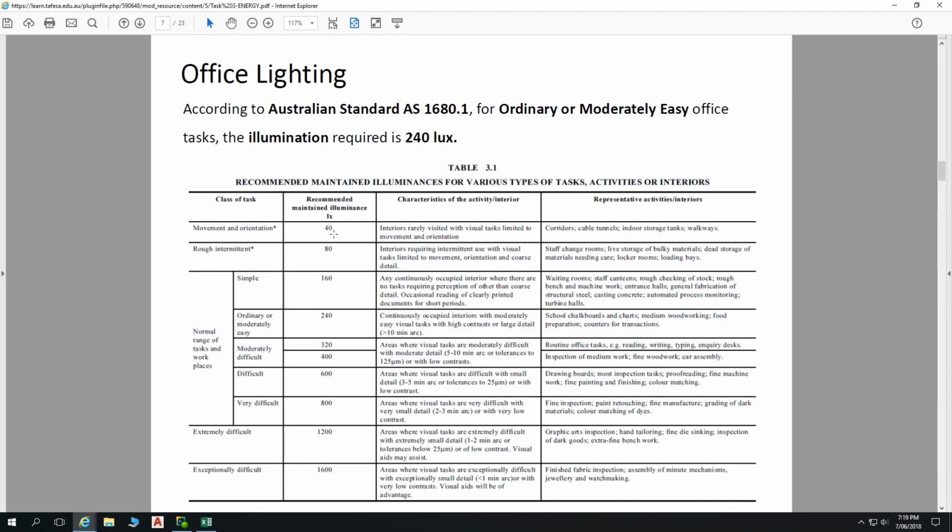So recommended maintained illuminance. So we might go for 240 at the desktop. That's for schools, etc. For routine office tasks, reading, writing, typing is 320. So you might go for 320. But that's where that comes from. So I just say it at the desktop because that's typically where we're using the lighting in the workspace.